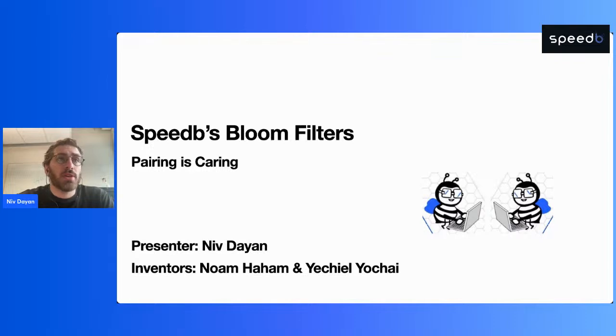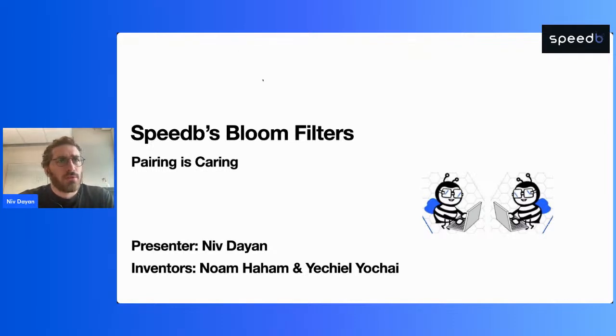I'm also involved with Speedb, and today I'm going to talk about a really cool technology that's been developed at Speedb. This is called paired Bloom filters. This is an extension of the traditional Bloom filter data structure. I want to emphasize this is a cool thing that was invented by two researchers at Speedb called Noam Haham and Yechiel Yochai. So this is not my work. I'm merely the presenter, but I'll be happy to present this and answer any questions at the end.